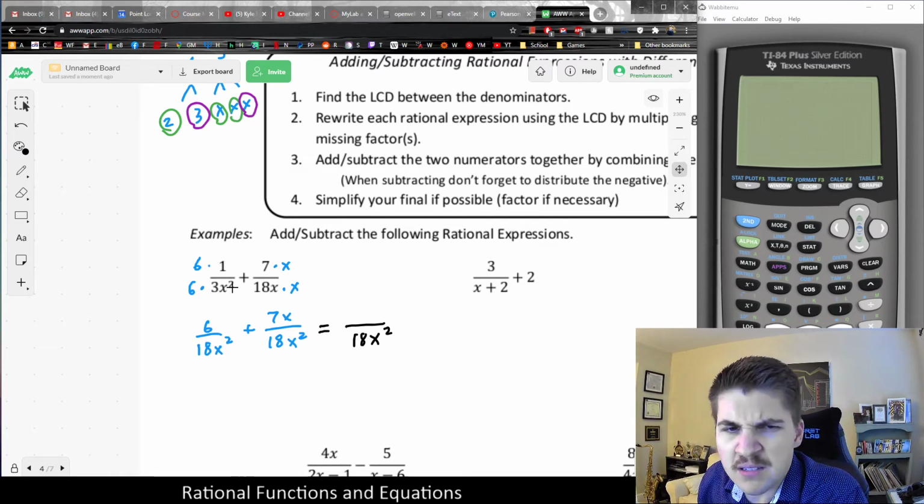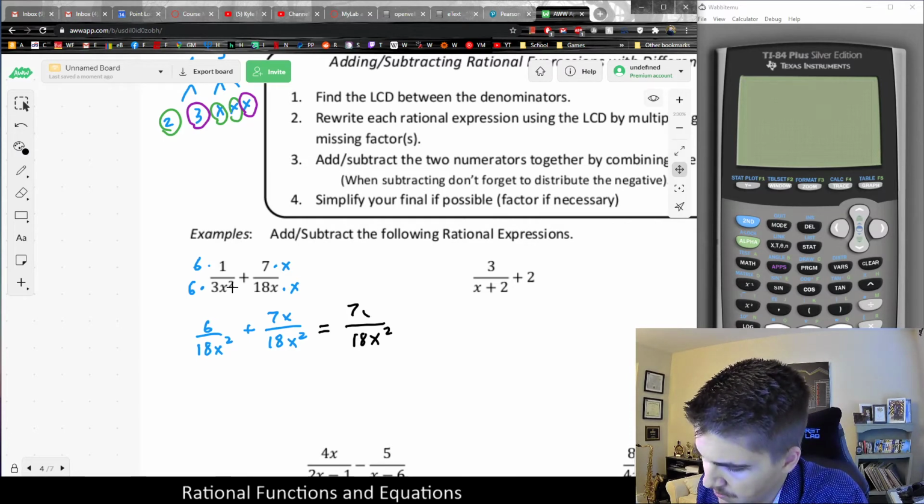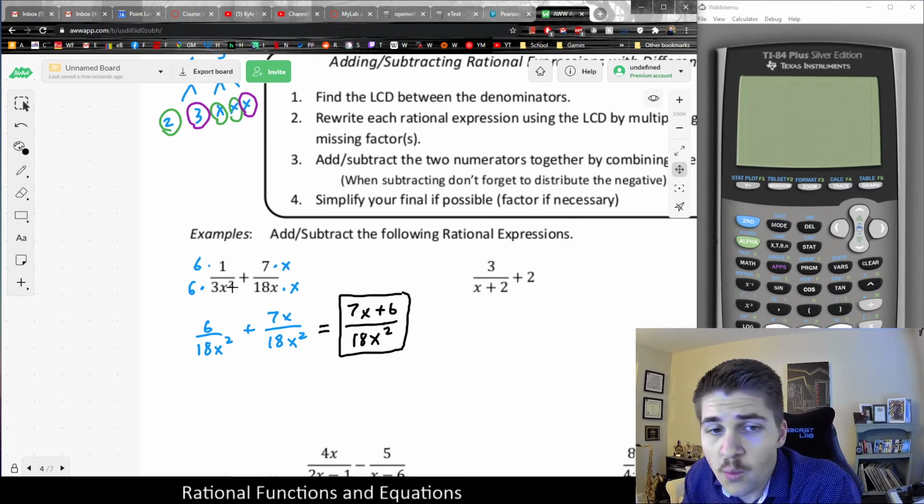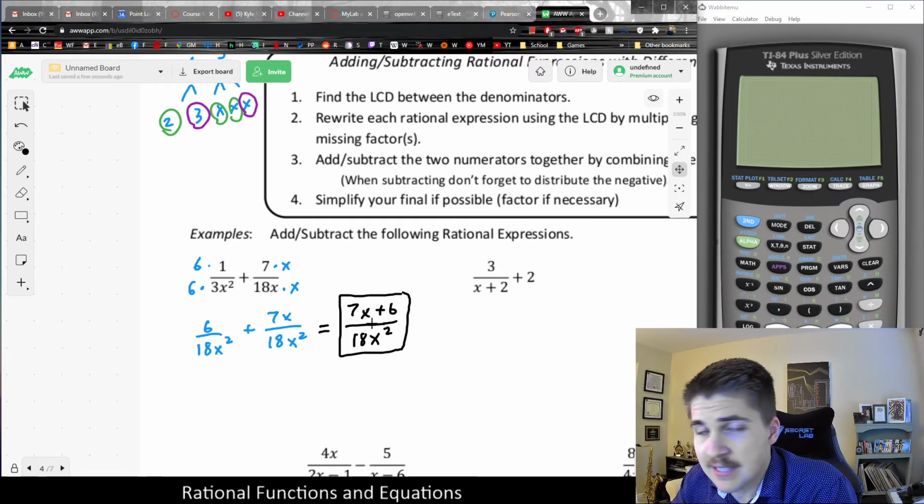So, well, 6 plus 7x, those cannot be added because they're not like terms. So in this case, we can't simplify our answer because 7x plus 6 has no common factors. There's no way to reduce it. And remember, we can't reduce the 6 over 18 because you can only cancel when it is factored. It will not cancel when there is addition within your rational expression.